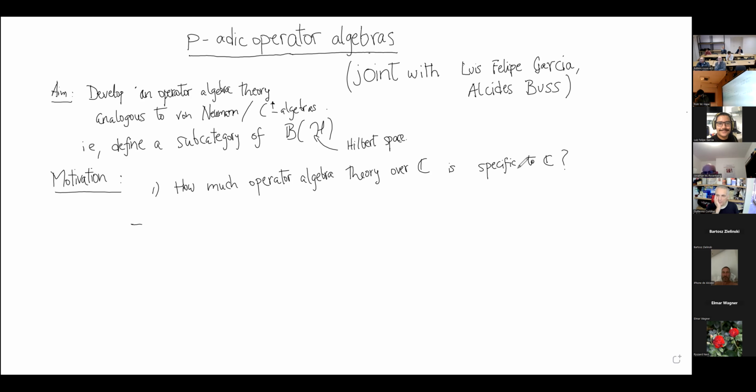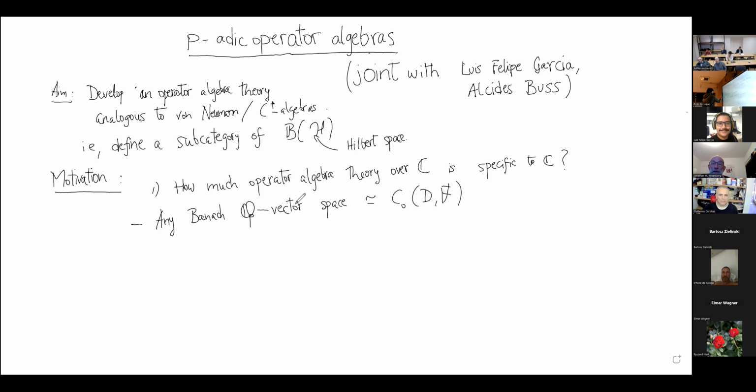Already in the case of, say, Banach spaces, we know that any Banach space over the p-ADIC numbers is isometrically isomorphic to continuous functions vanishing at infinity, or let's say finitely supported functions on some set.